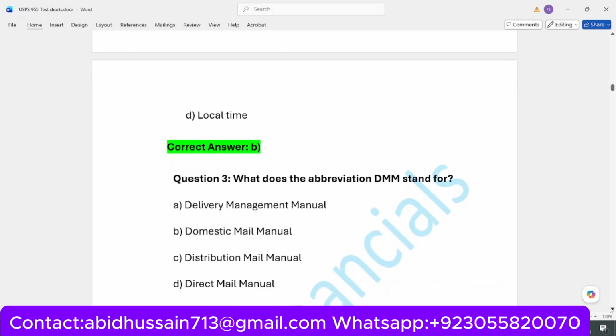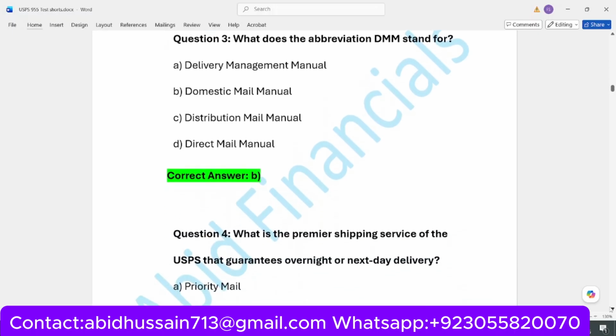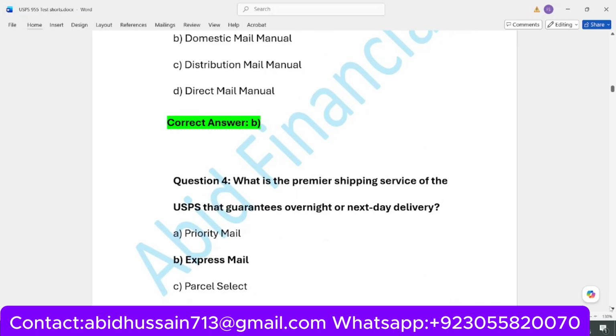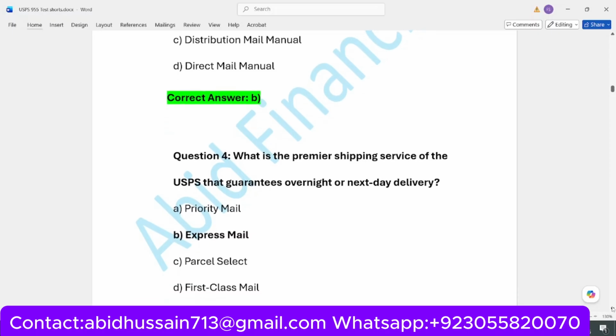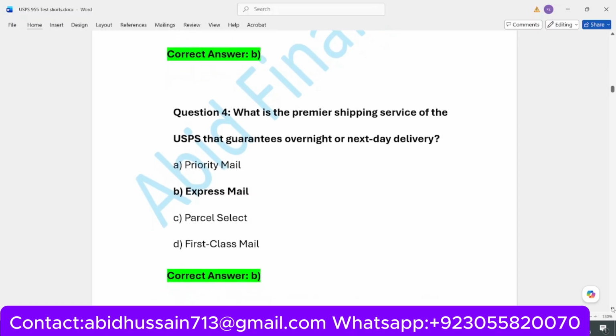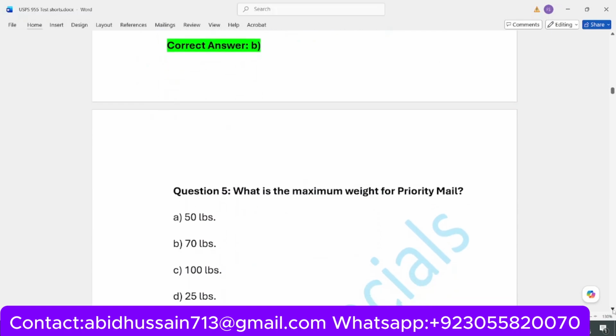Question number 4, which primary shipping service of USPS guarantees overnight or next day delivery? Option A, priority mail, B, express mail, C, parcel select, and D, first class mail. The correct option is option B, express mail. Question number 5, what is the maximum weight for priority mail? Option A, 50 lbs, B, 70 lbs, C, 100 lbs, and D, 25 lbs. The correct option is option B, 70 lbs.